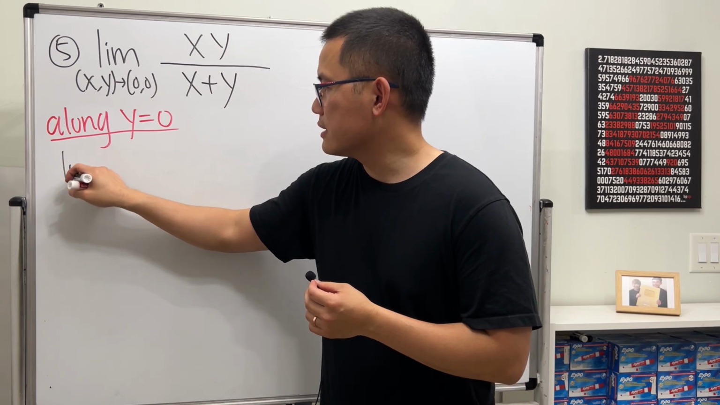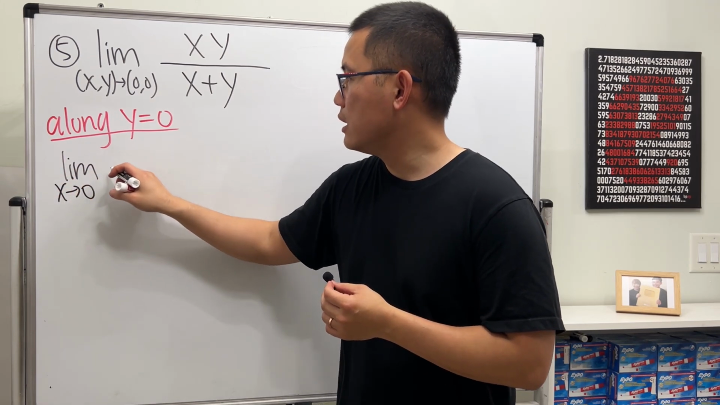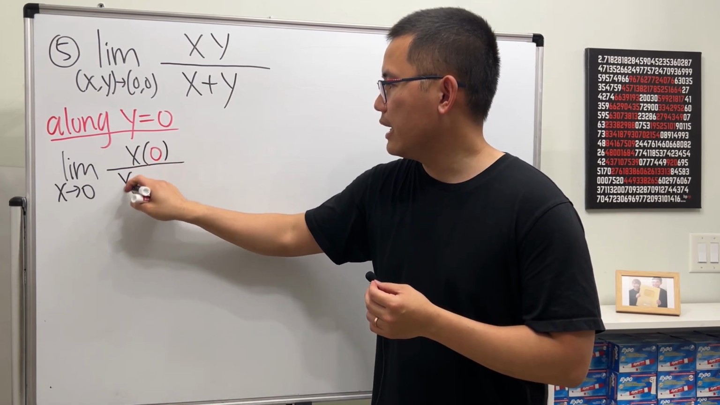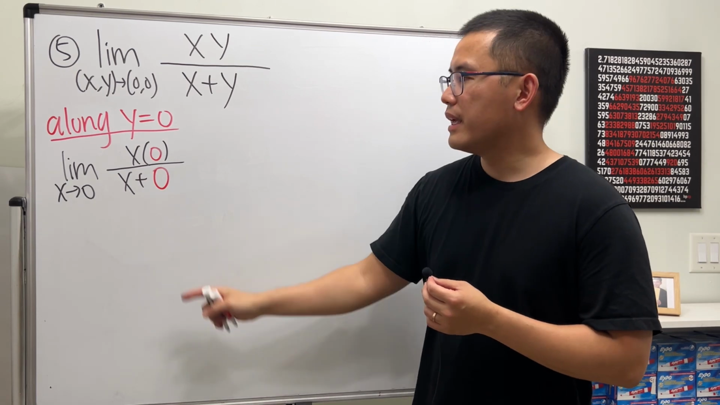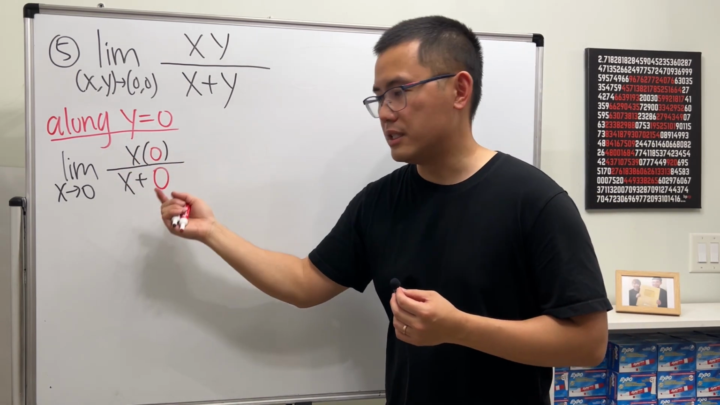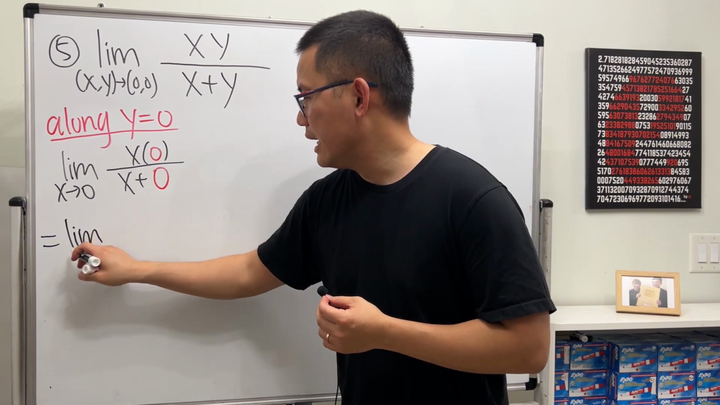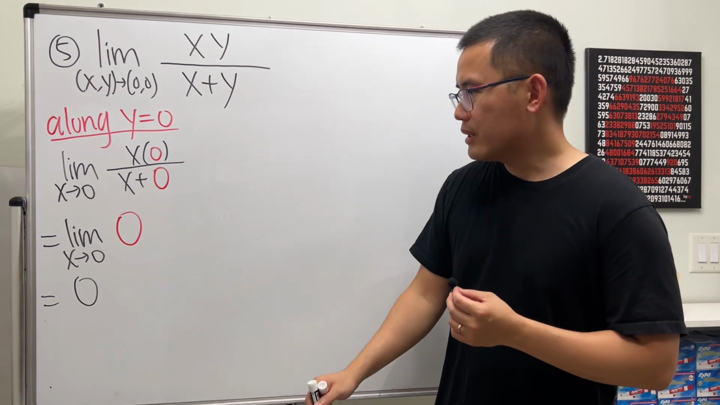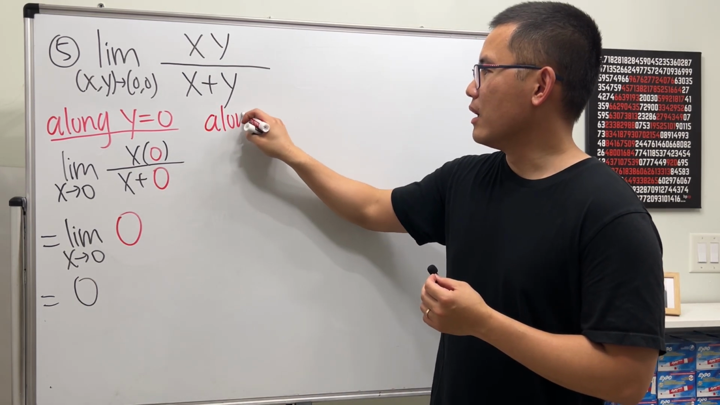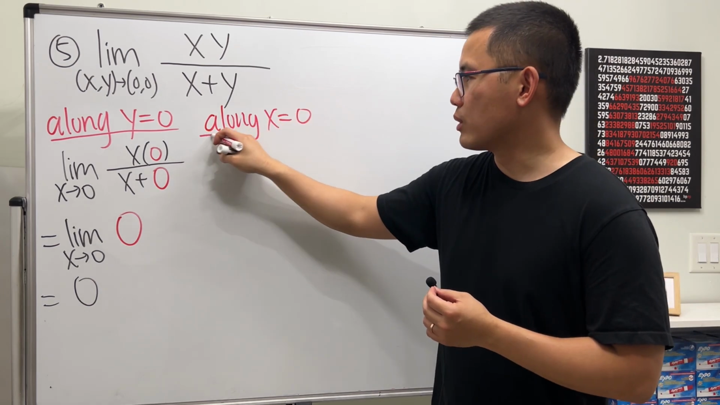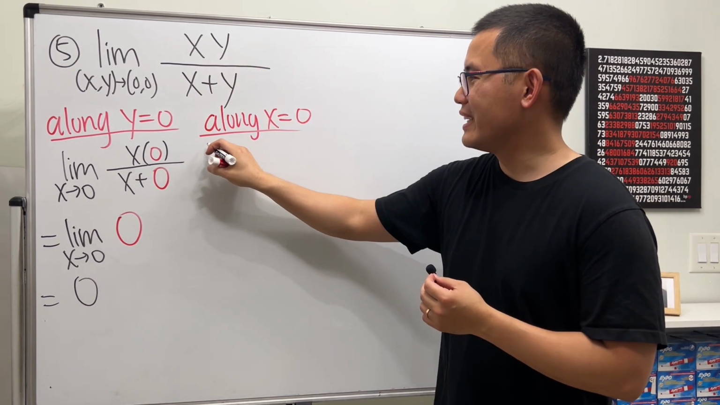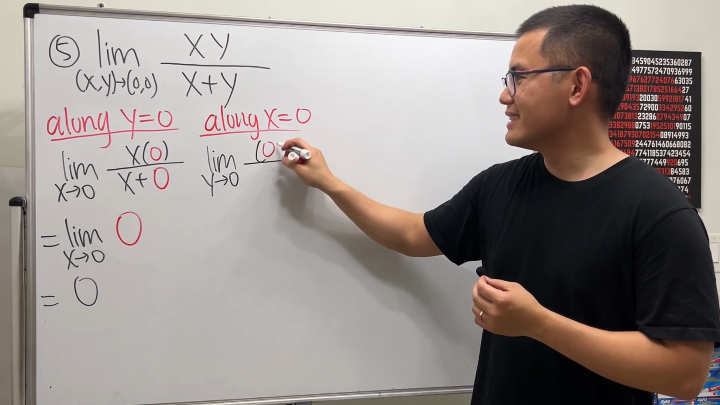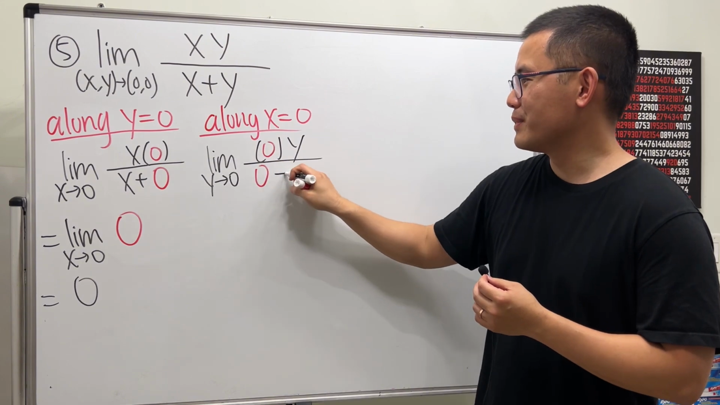So this will give us the limit as x approaching 0 of x stays, but y is now 0, over x plus y is now 0. This whole thing inside is 0. So we get the limit as x approaching 0 of 0, which is 0. Okay, try the other one. Along x equal to 0. Put 0 into here and here, so we get the limit as y going to 0 of 0 for x times y over 0 plus y.